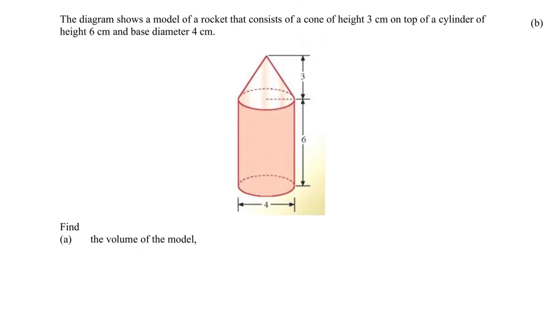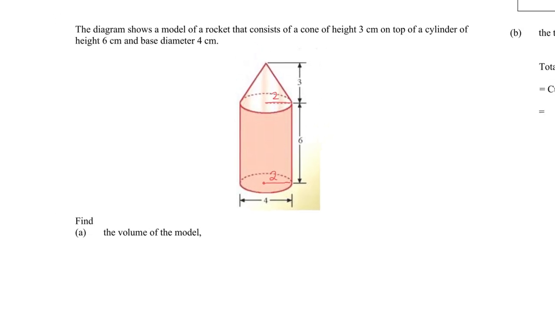Okay, we are also given the height of the cone and the radius, or diameter in this case. And therefore, since 4 is the diameter, that means the radius is 2. This means the radius of both the cone and the cylinder is 2. Height of the cylinder is 6. Find the volume of this model.